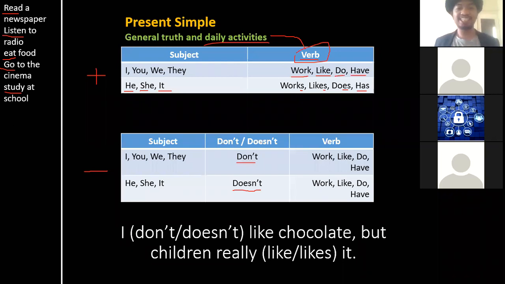Now, next one. The children really like or really likes? Children are many people, many kids. We use they. Same like they. Children is the same as they. Isa, write on the chat box, Isa. The answer is the children really like. No S because many. Okay. Children are many kids. Same like they.